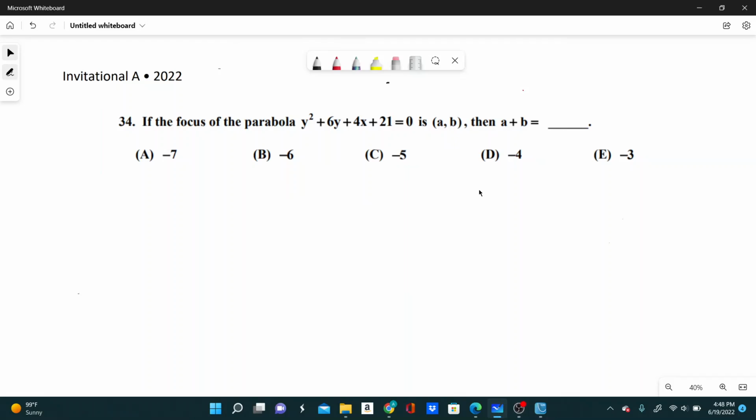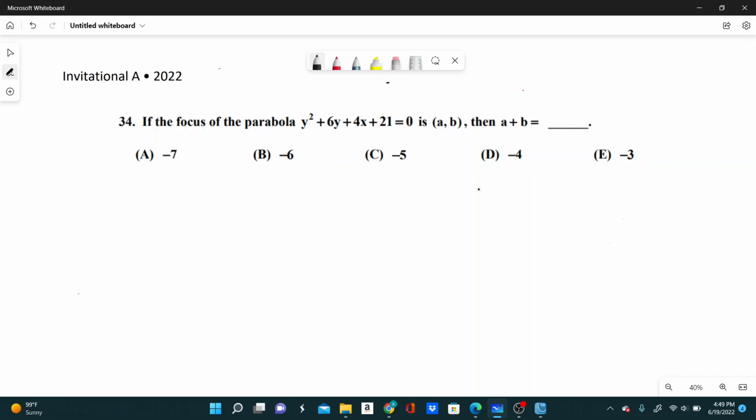Number 34. If the focus of the parabola y squared plus 6y plus 4x plus 21 equals 0 is a comma b, then a plus b equals what? So to solve this, we are going to put this into the conic form of a parabola, and that will give us the information we need to find the focus.